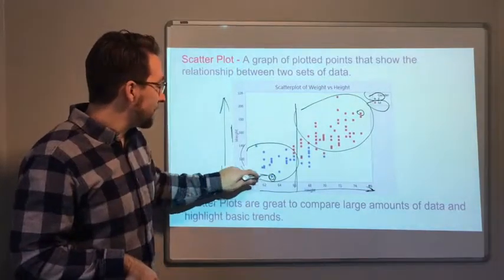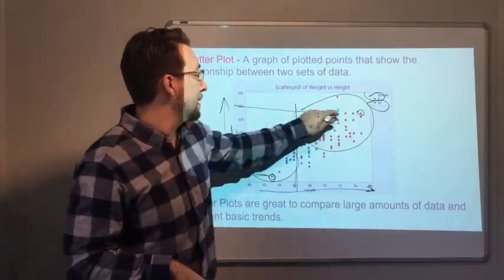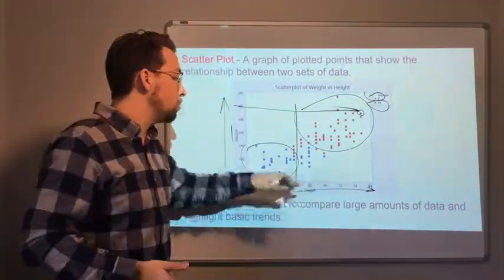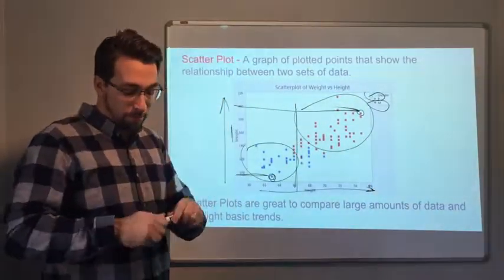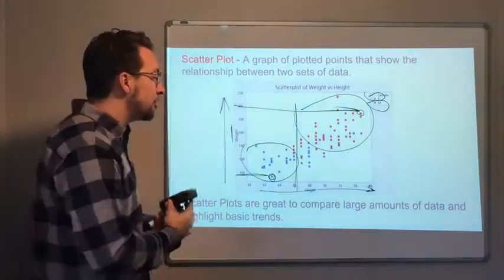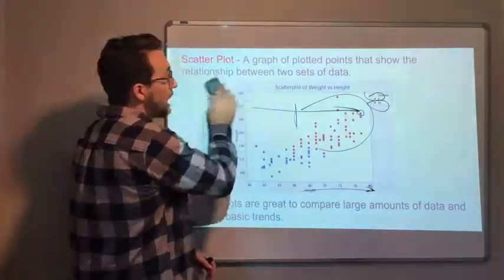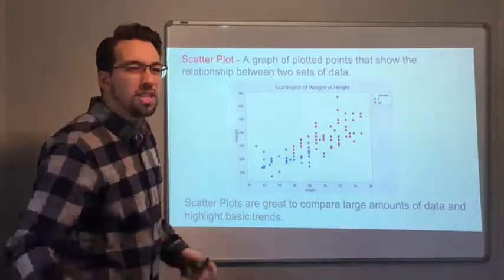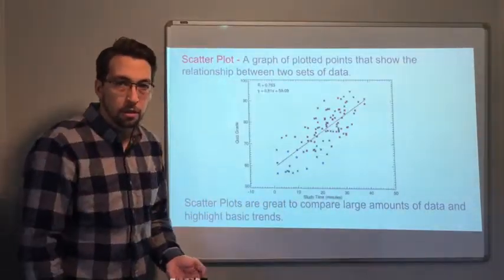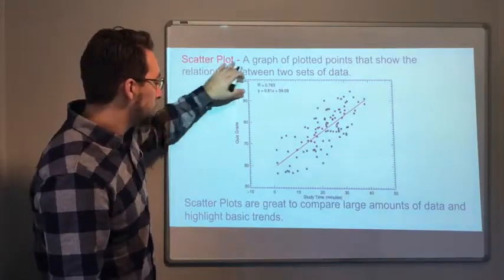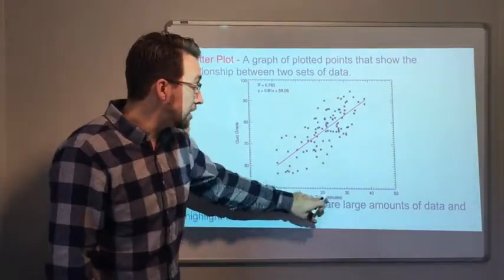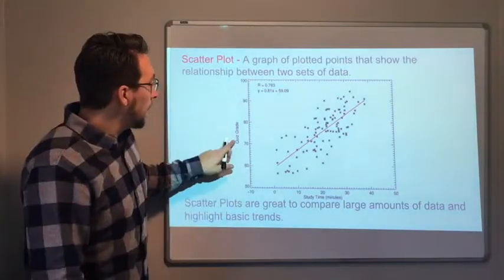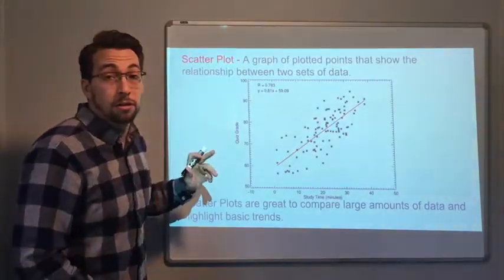This person weighs about 100 pounds. This person weighs about 200 pounds. That makes sense. You're way taller and you weigh way more. Scatter plots are just cool because with all these dots, you just see trends. You see relationships, essentially. Okay, here's a scatter plot between study time, so how long did you study, and then what your quiz grade was.